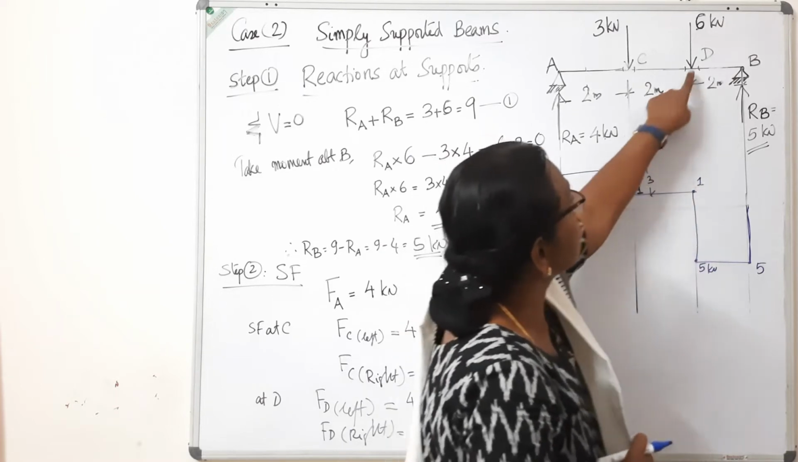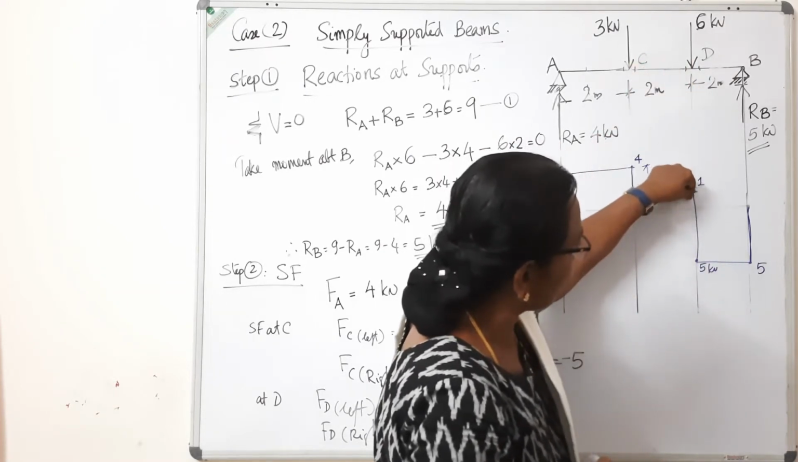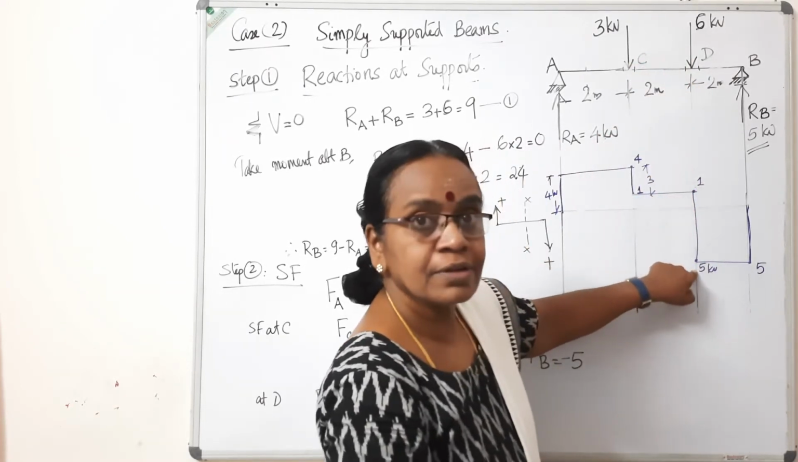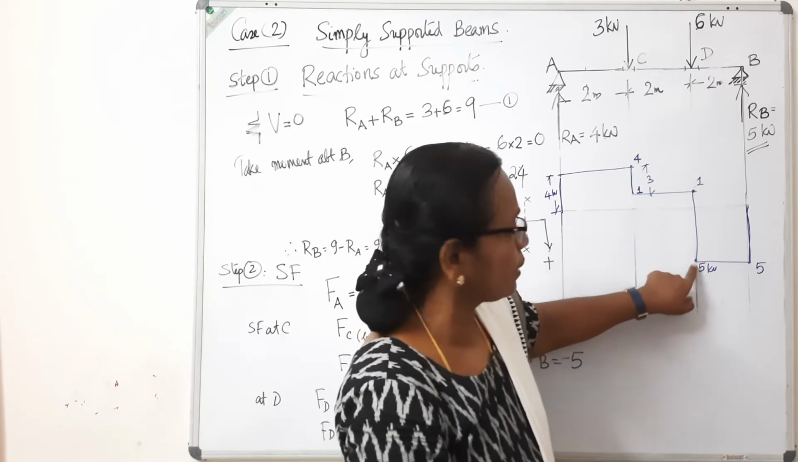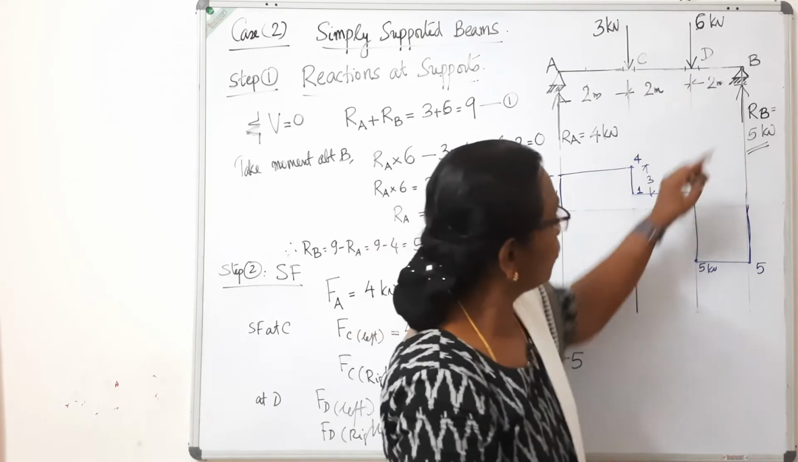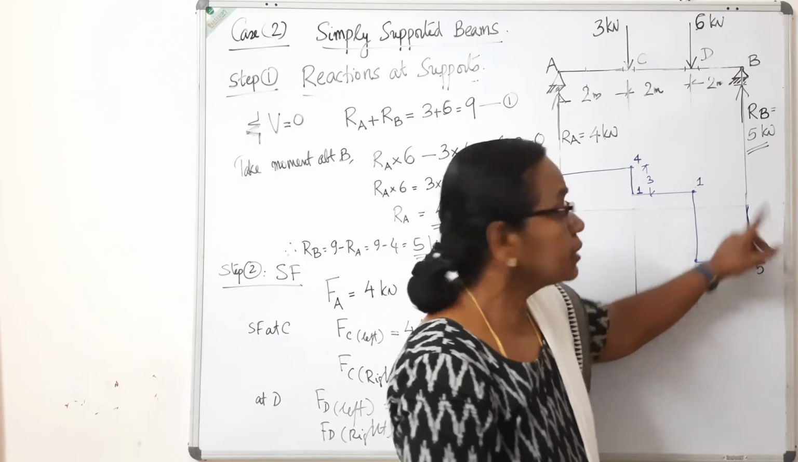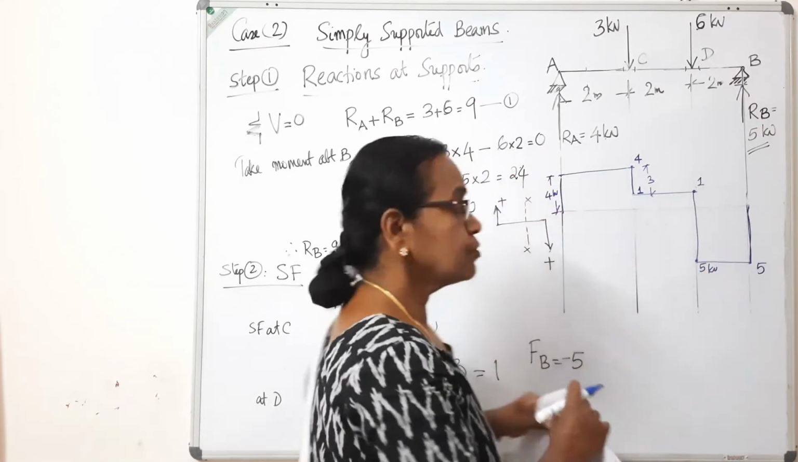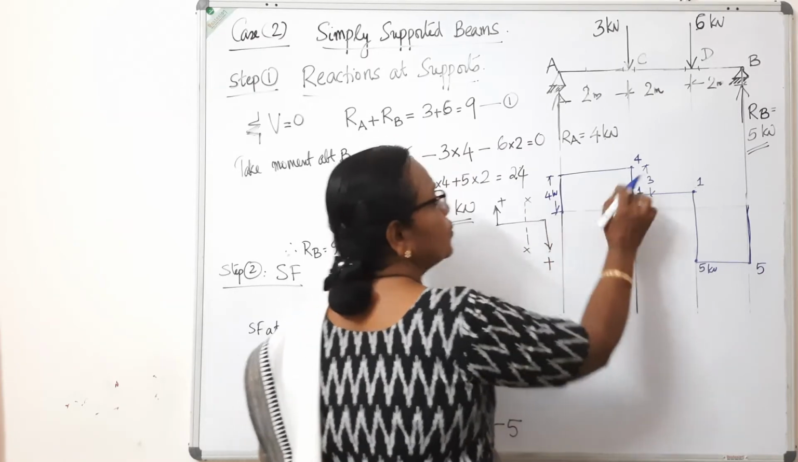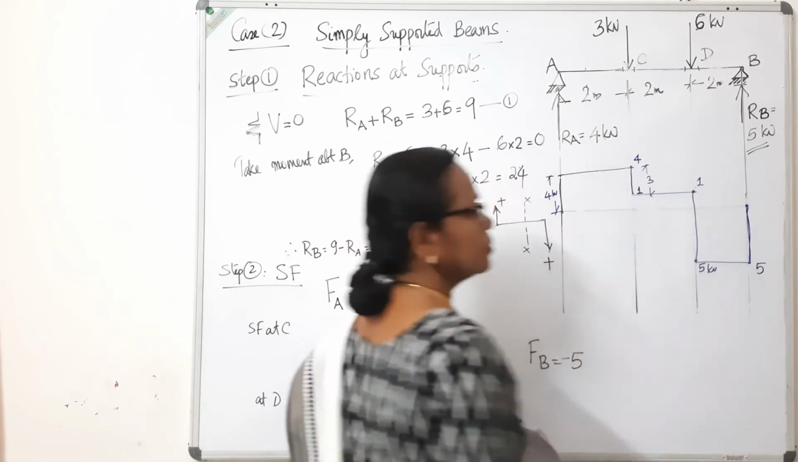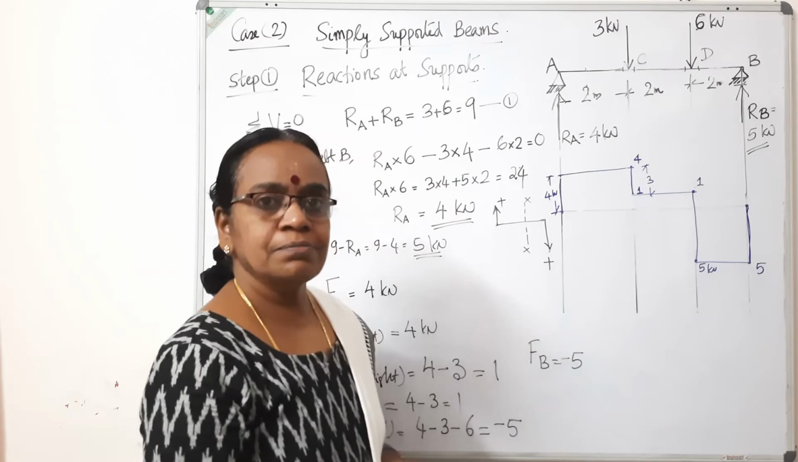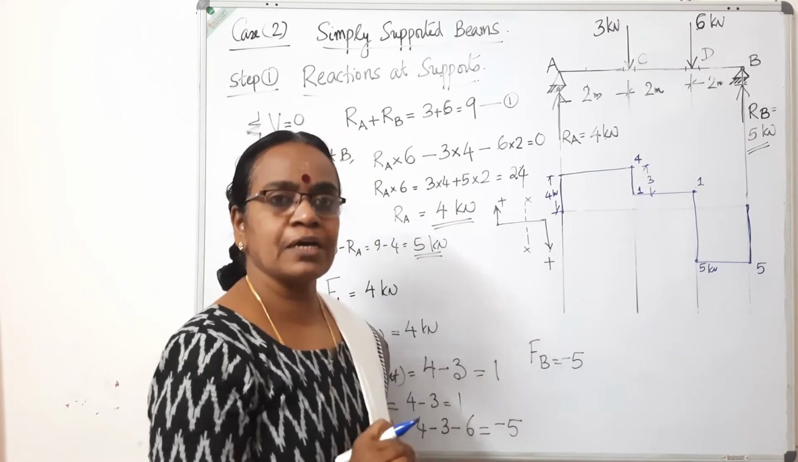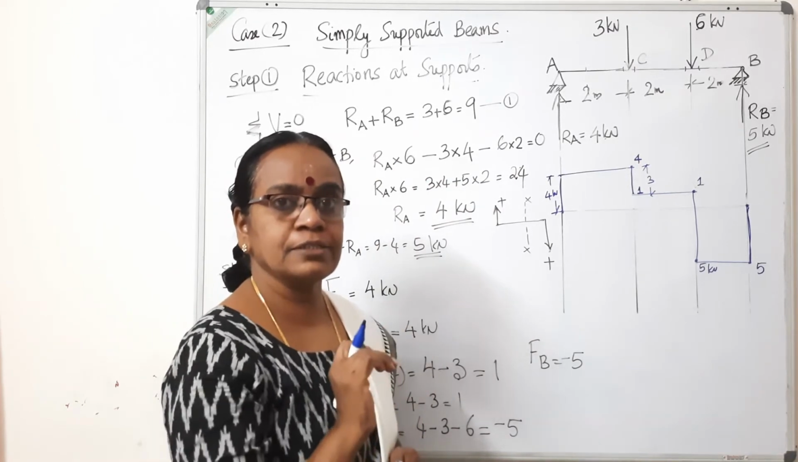Then from this point, 6 acting downwards. So from 1, you come down by 6 units. 1 minus 6, you will come to minus 5. There is no load, you go straight. Then there is a vertical load 5, it's your reaction, so you go up by 5. Once you start from the baseline, you have to come back to the baseline. So your shear force diagram is correct if you get it like this.